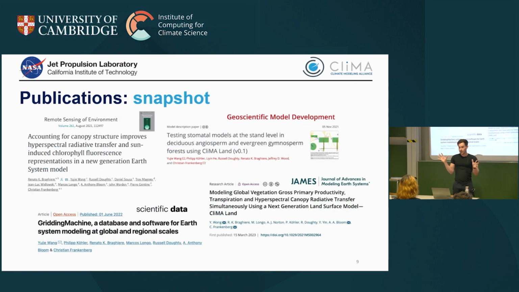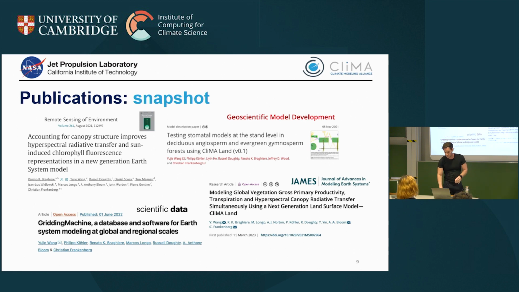Here is just a publication snapshot. We already have these papers published using CliMA-Land, and I suggest if you're interested, go and look them up. Some cool stuff that we do is showing how the 3D structure affects photosynthesis and water and transpiration fluxes. We also now have our first global simulation of photosynthesis and transpiration, and also sun-induced fluorescence, and we can actually compare that with satellite data. And without any tuning, the model is already pretty good and comparable to other land models that have been around for years.